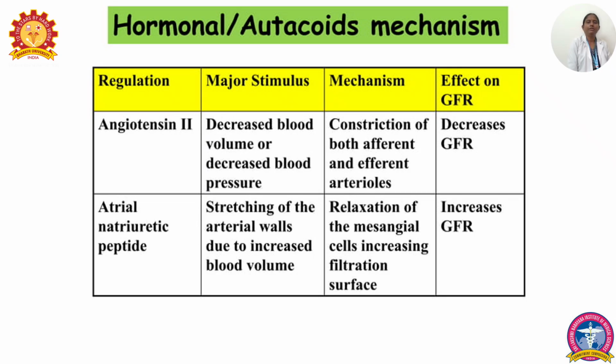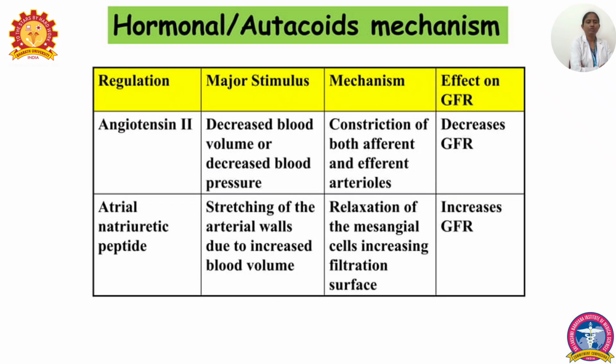Then GFR is also maintained by neural and hormonal influences. I've told you the major hormones, like angiotensin 2. The main stimulus for angiotensin 2 to come into action is the ECF volume or the blood volume. Whenever it decreases, the blood pressure also decreases. So there is stimulation for the release of angiotensin, which finally results in the constriction of the arterioles. When the afferent arteriole is constricted, what happens? It decreases the blood available for filtration in the glomerular capillaries, thereby decreasing GFR.